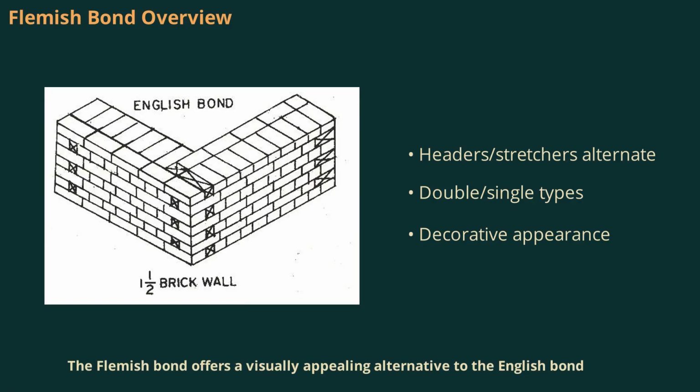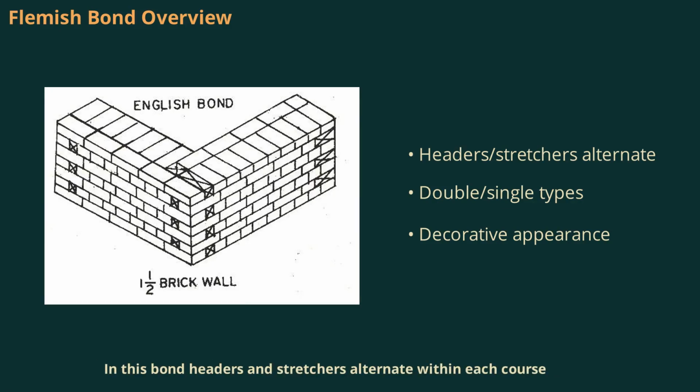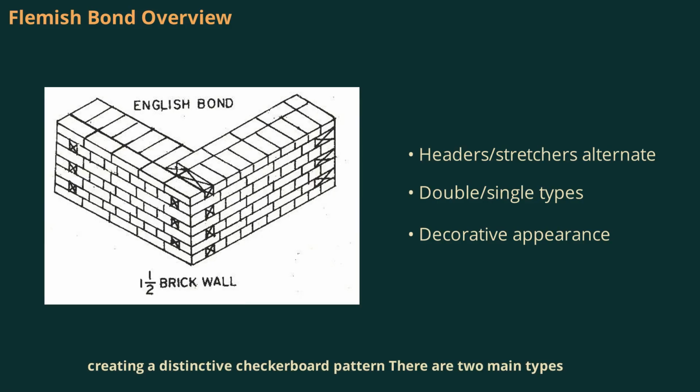Flemish bond offers a visually appealing alternative to the English bond. In this bond, headers and stretchers alternate within each course, creating a distinctive checkerboard pattern.